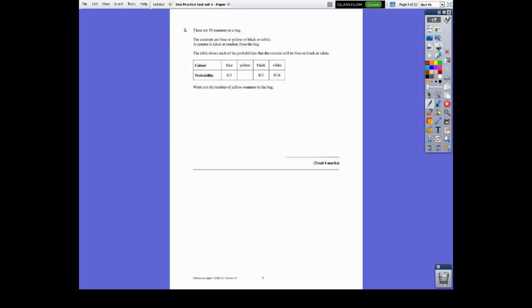Question 2. There are 50 counters in a bag. The counters are blue, yellow, black or white. A counter is taken at random from the bag and the table shows the probability of each counter. Work out the number of yellows in the bag. Well, the first thing we need to do is work out the probability of getting a yellow. So the probabilities add up to a whole one. If we add the rest of the probabilities together, and take that away from a whole one, then that will give us 1 take away 0.86, which means the probability of getting a yellow is 0.14.